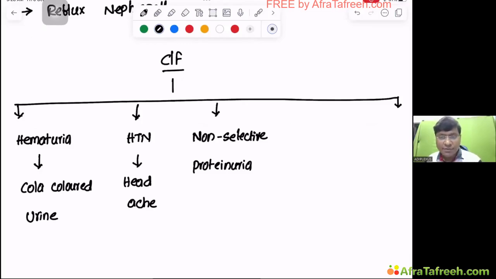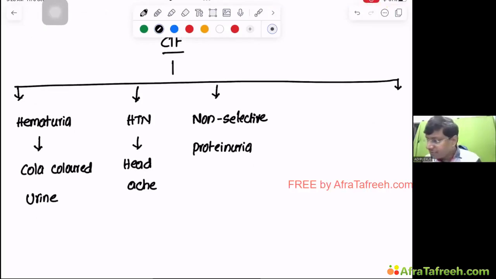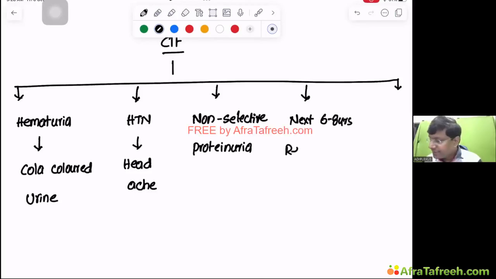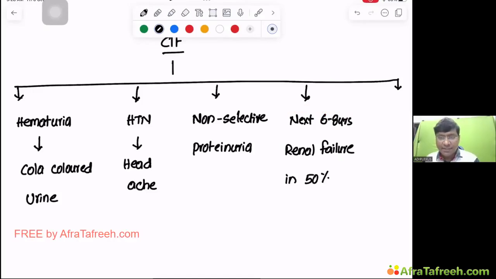That is non-selective proteinuria. And within the next 6 to 8 years, this glomerulonephritis will progress and renal failure develops in 50% of patients. In the next 6 to 8 years, there will be development of renal failure in almost 50% of cases.